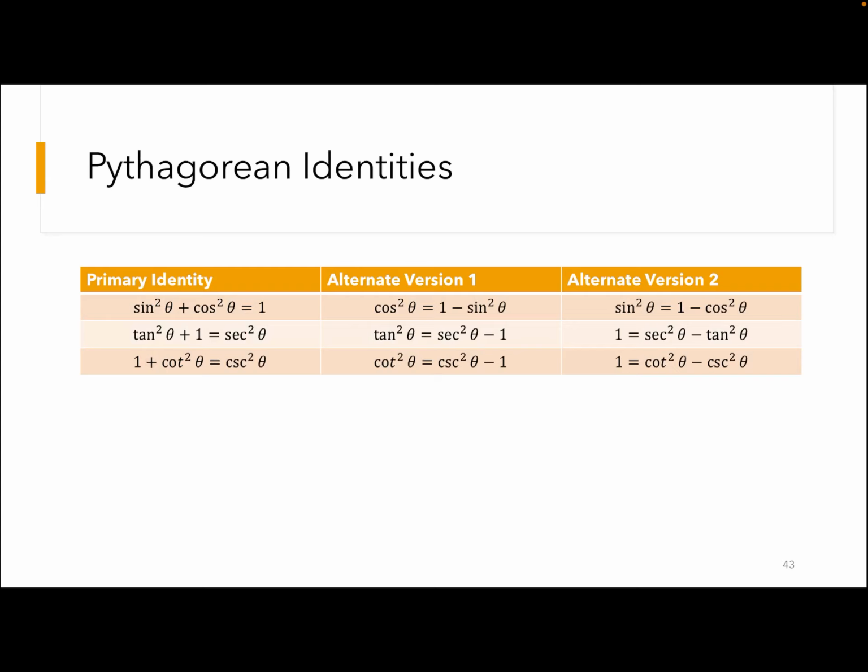So these are the primary identities that we have right here. We just discussed sine squared plus cosine squared equals 1. To get the middle identity, all we did is divide by cosine squared theta. So sine squared divided by cosine squared is going to be tangent squared. Cosine squared divided by cosine squared is going to be 1. And 1 divided by cosine squared is going to be secant squared. That is how we get this middle identity.